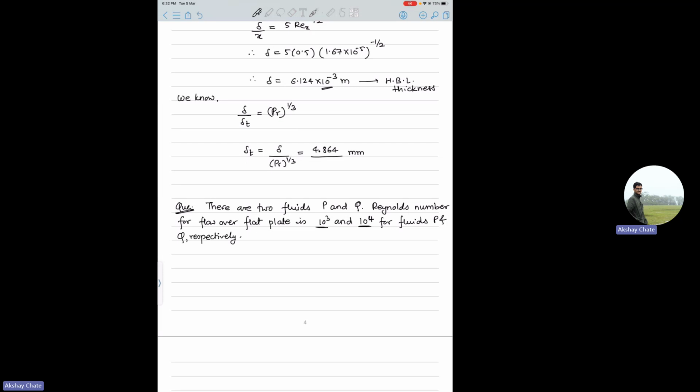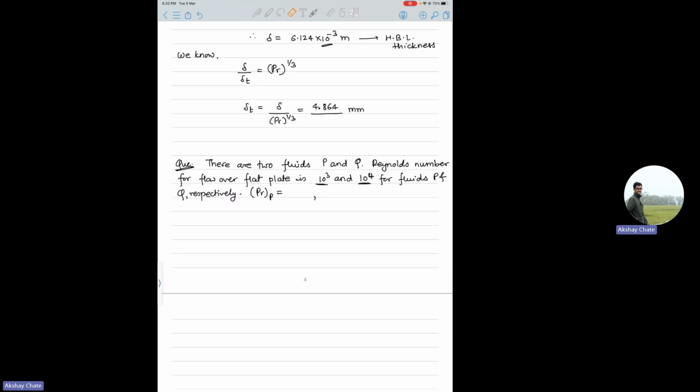And they have mentioned that the Prandtl number for fluid P is 1 by 8, so less than 1. We should not go there because then the scaling will change. So let's say we'll take some other value, let's say your Prandtl number is 2 for fluid P, and the Prandtl number for fluid Q is a high Prandtl number, so let's say 30. So this is also given in the question.